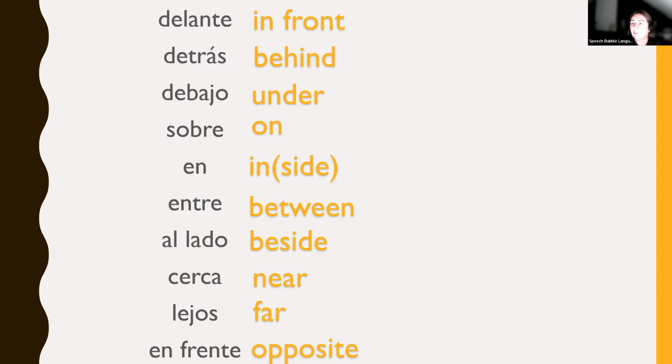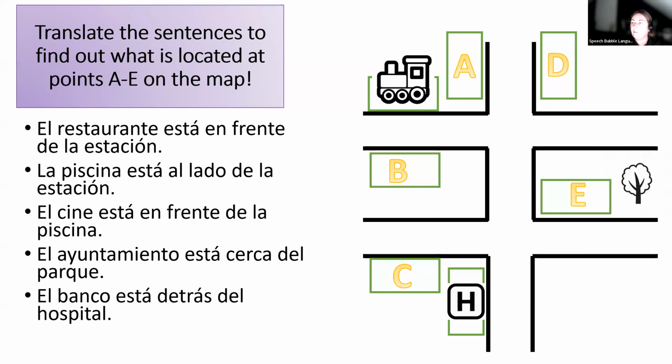Okay, right. Let's see if we can translate the sentence to find out what is located at the points on the map. I'll read them out and then I'm going to give one of these to you to translate, and tell me at what point you think we're at, okay? El restaurante.